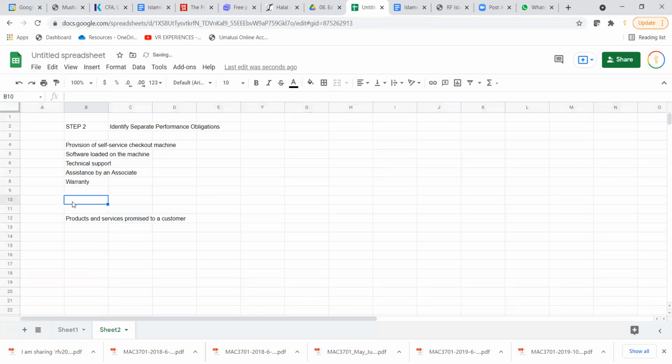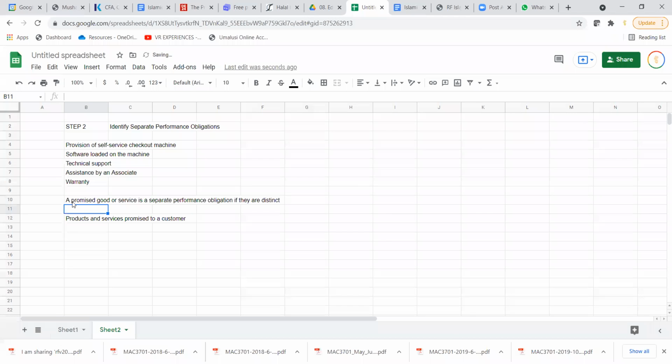So the first thing to make mention of is that a promised good or service is a separate performance obligation if they are distinct. Okay, so that is what you're telling them.